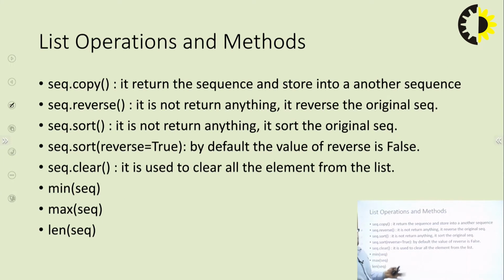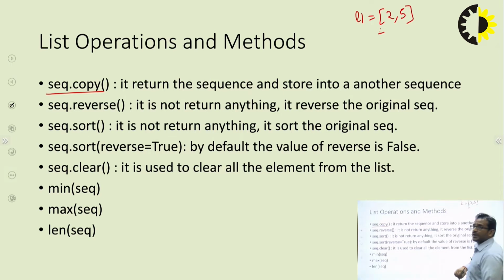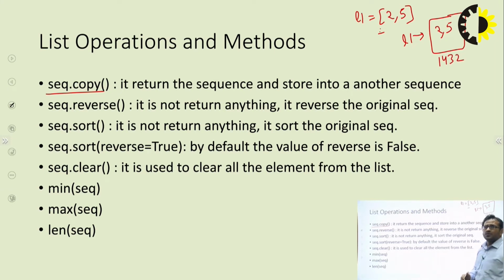Let's discuss some more operations available on a list. First is sequence.copy. What is a sequence? A sequence is a list object, right? Let me explain what this copy function means. It is very important. Suppose I write L1 is equal to 2, 5. You can understand how this is stored in memory: it is stored at 2 and 5. L1 is pointing to this memory location, say 1, 4, 3, 2, which is just a random number, the ID of this list L1. And I write the expression L2 is equal to L1.